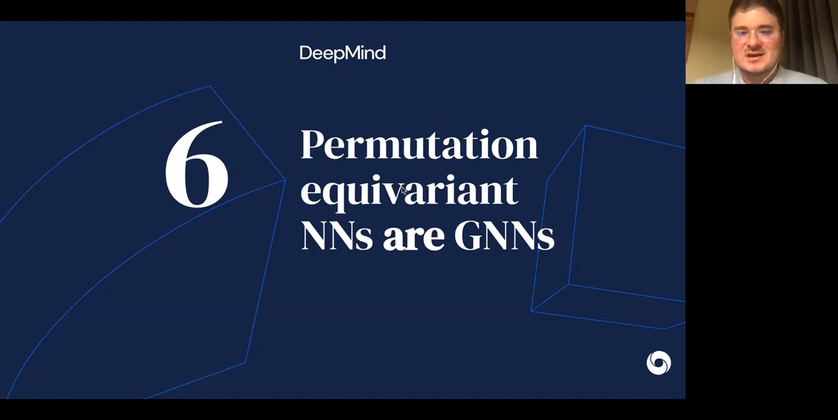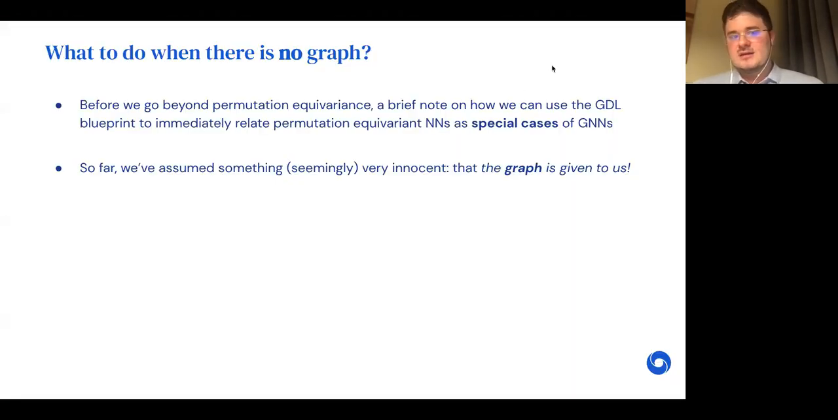Yeah, sounds good. Okay, so let's talk about how we can use everything we've discussed so far to relate all permutation equivariant neural networks to GNNs. Before I try to go beyond permutation equivariance, I want to give a brief note on how all these blueprint restrictions can help us immediately take any permutation equivariant model and relate it as a special case of a GNN. And how I'm going to do that is, as my answer to the recent question hinted, we've assumed something seemingly very innocent so far: that the graph is given to us.